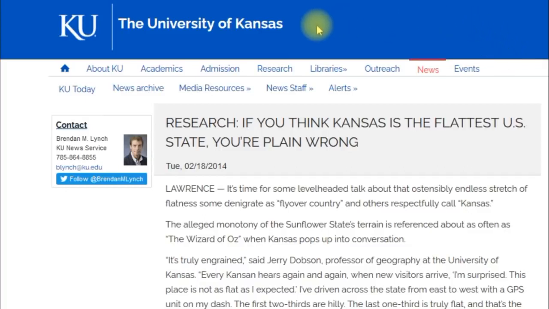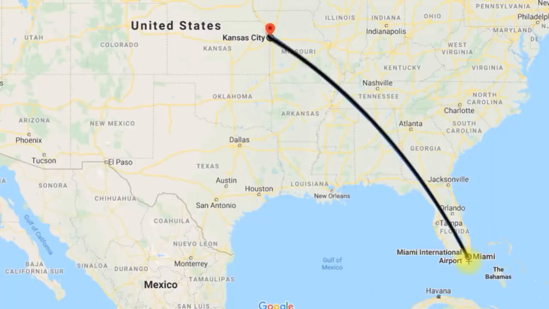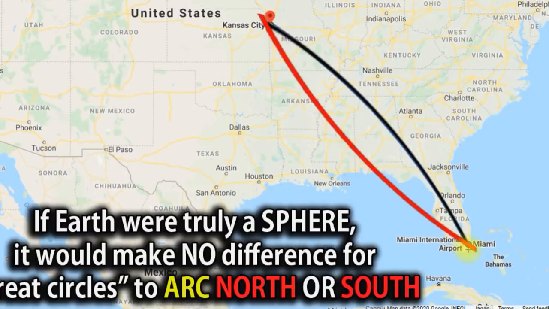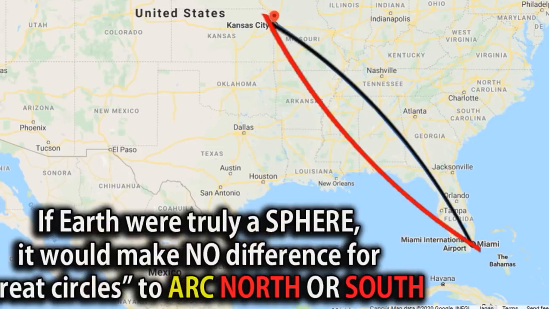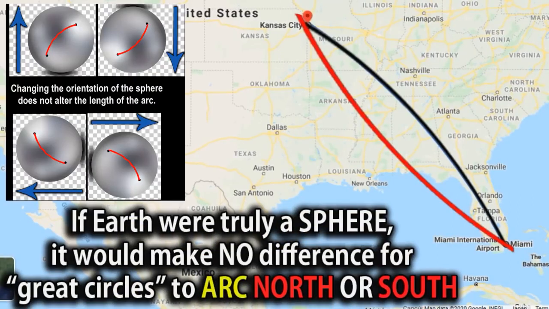Let me explain why. Here we have Wolfie's flight plan from Miami to Kansas City as a great circle route. Wolfie could only fly like this. He could not fly like this. And see what I'm trying to say here? If Earth were truly a sphere, it would make no difference for great circles to arc north or south, as we have demonstrated before. But because Earth is not a sphere, it can only arc north.